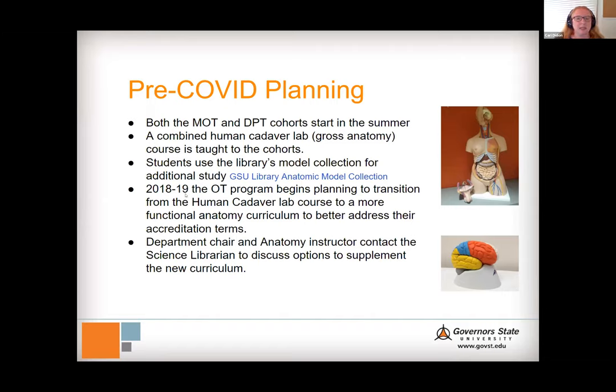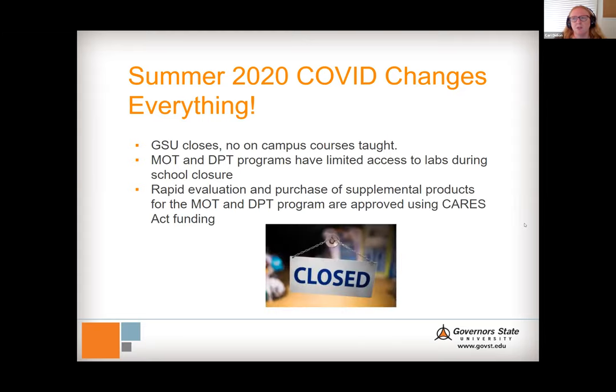But in 2018 and 2019-ish, the OT program was beginning a transition from this gross anatomy lab to a more functional anatomy course, because of accreditation terms and whatnot. So their department chair and the potential anatomy instructor contacted me to discuss some options to supplement their new curriculum. I should mention too that Illinois went without a state budget for 2.5 years, so those cuts really impacted us.